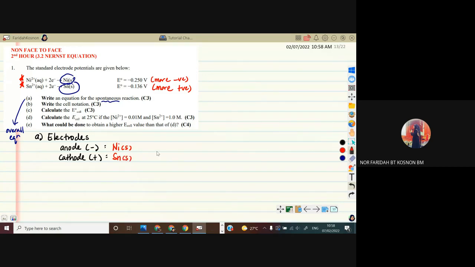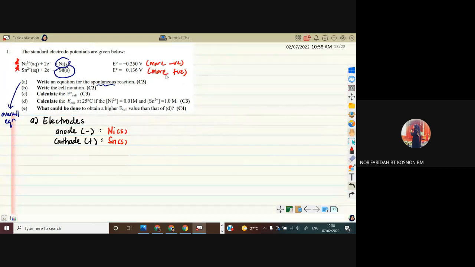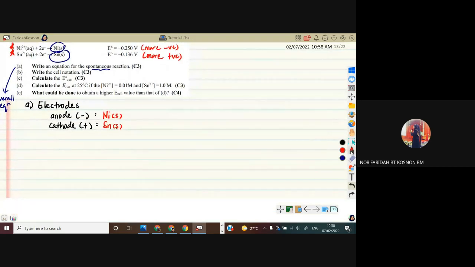If you do not know this, you cannot write the half-cell equations at the anode and cathode. So now that you know which is the anode and which is the cathode, we write the half-cell equation at the anode and cathode in order to get the overall equation. At the anode, class, what process occurs at the anode?